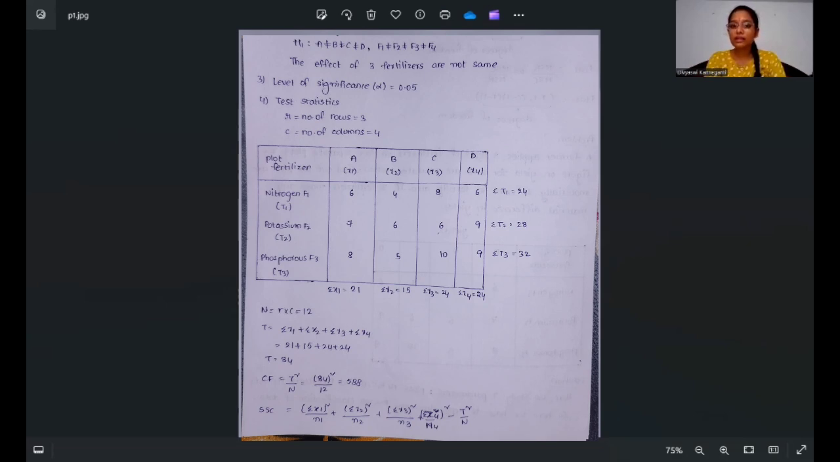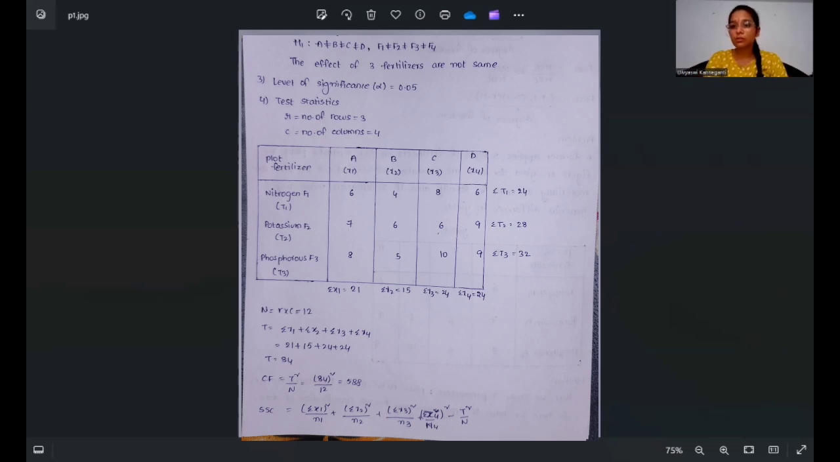While coming to the total value, T is equal to sigma x1 plus sigma x2 plus sigma x3 plus sigma x4. That is, first we have to calculate the sum of the x1 column, the sum of the x2 column, the sum of the x3 column, and the sum of the x4 column. We can see here the sum of x1 is 21, sigma x2 is 15, sigma x3 is 24, and sigma x4 is 24. So T would be 21 plus 15 plus 24 plus 24, that is 84. While coming to the CF, that is equal to T square by N, where T is 84 and N is 12. The value would be 588.